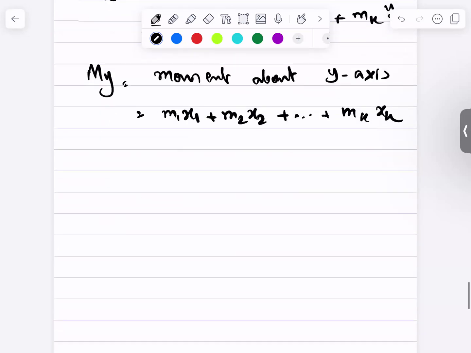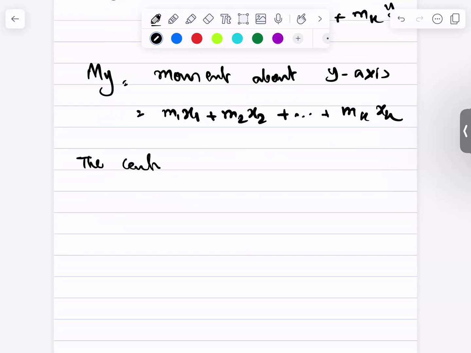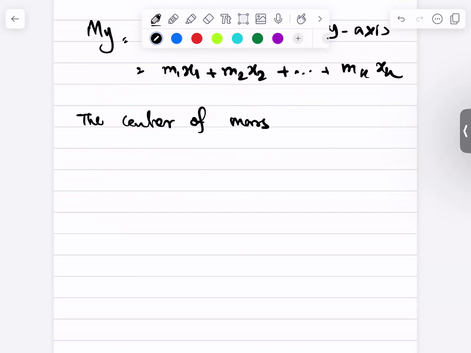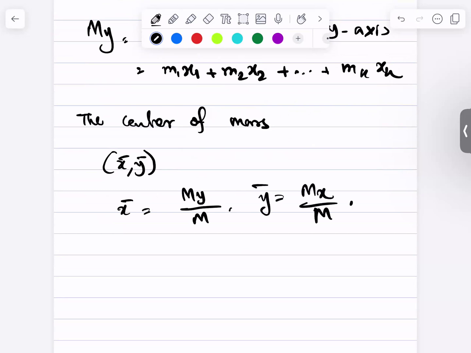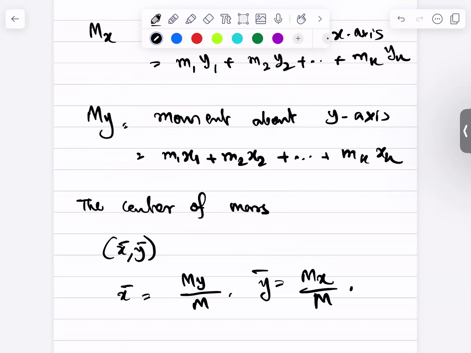And then the center of mass will be x bar, y bar. For x bar, x bar is My over m, and y bar is Mx over m. Okay. Cool.